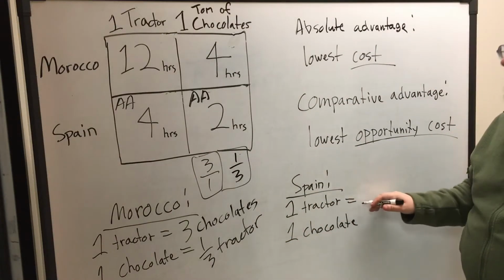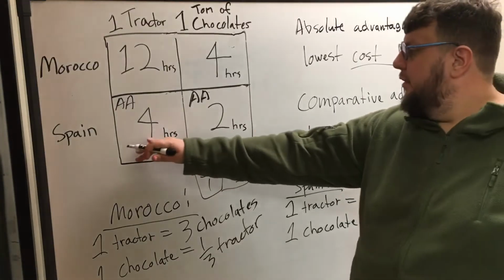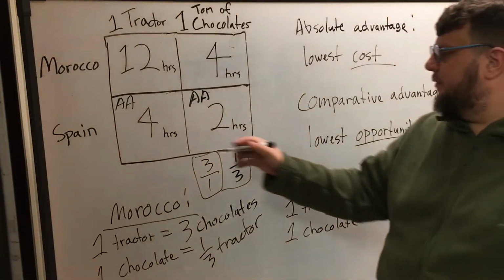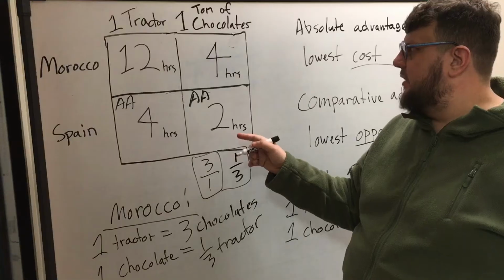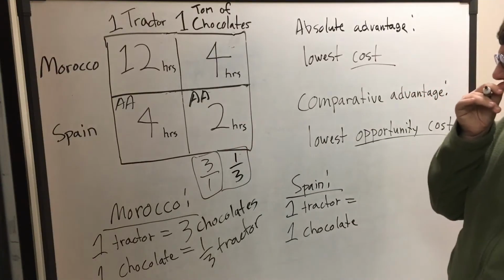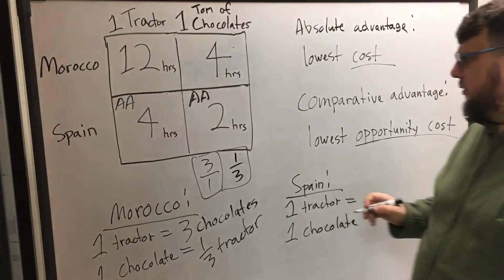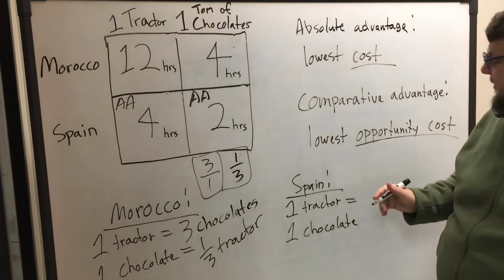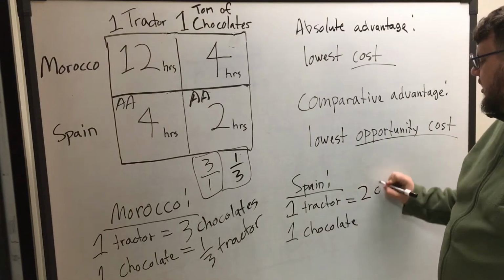Spain is making a tractor, and that's going to cost them 4 hours. However, in 4 hours, how many tons of chocolate could they do, which costs them 2 hours? Let's go ahead and put 4 over 2, which, when we simplify it, is going to give us 2 chocolates.